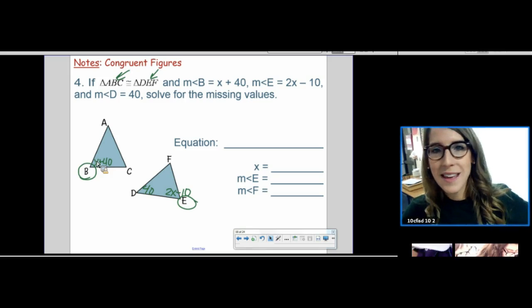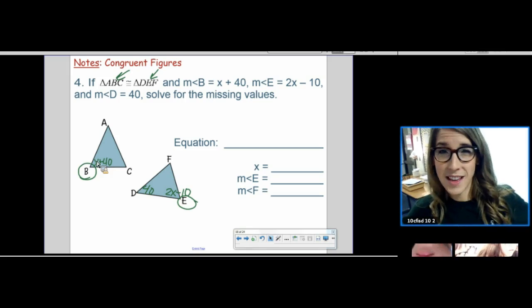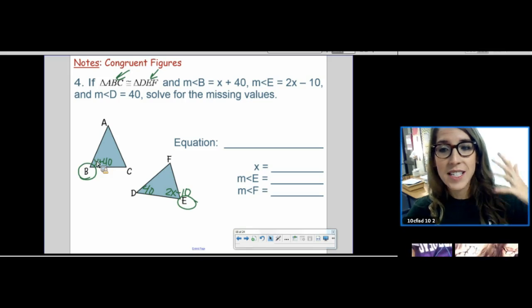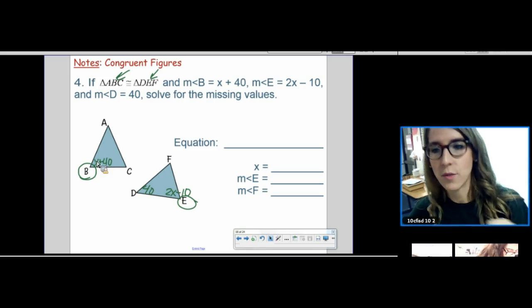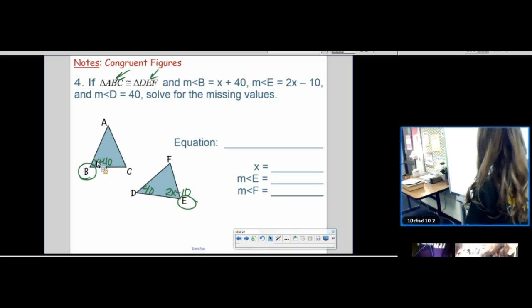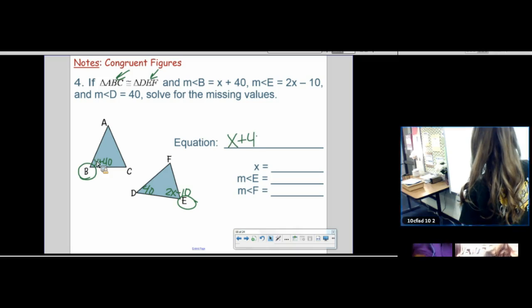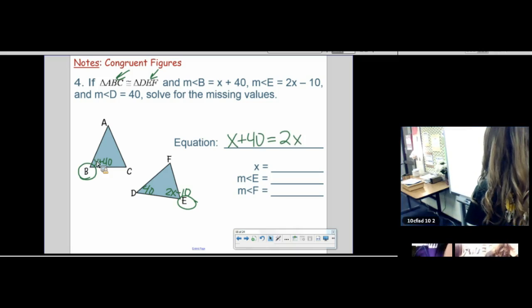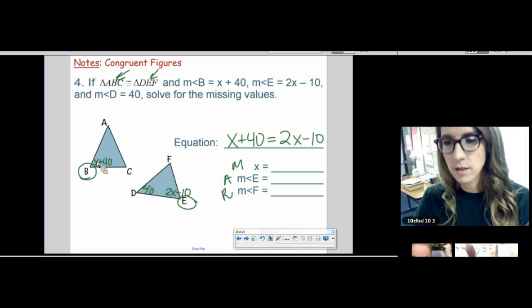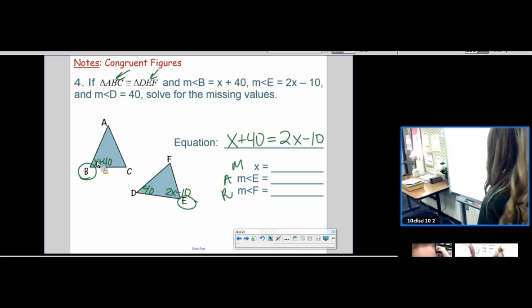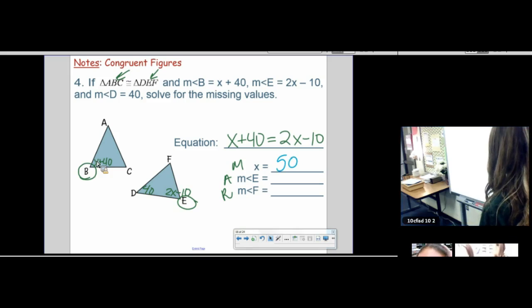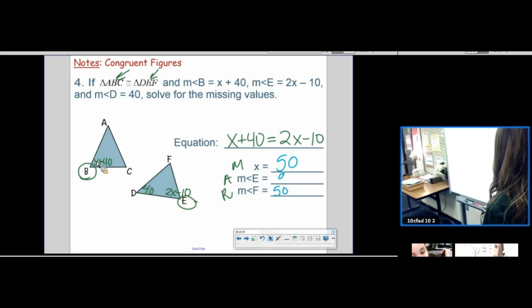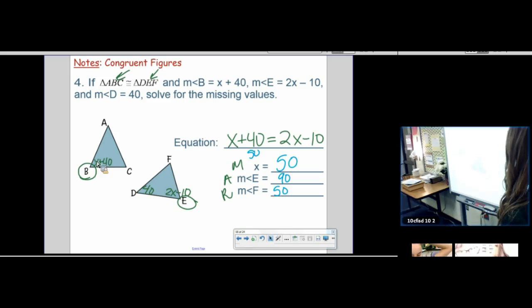Just because you're given 3 things does not mean you add all 3 things up to equal 180. You have to see what you're given and what makes sense for that problem. So the equation is x plus 40 is equivalent to 2x minus 10. All right, so here are the answers we got. X is 50. Add 10 to both sides. Subtract x from both sides.